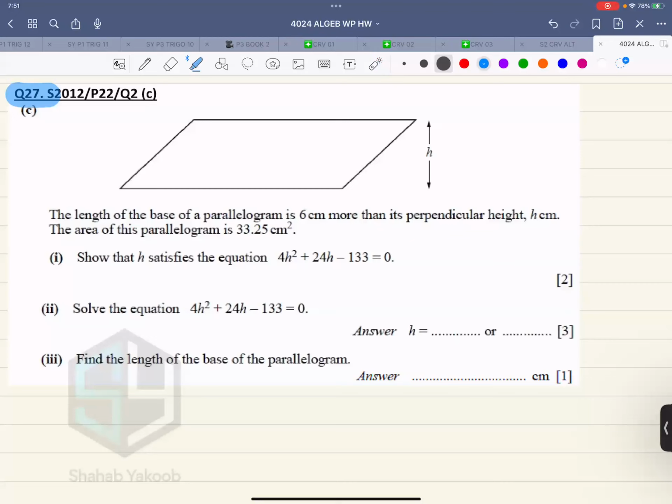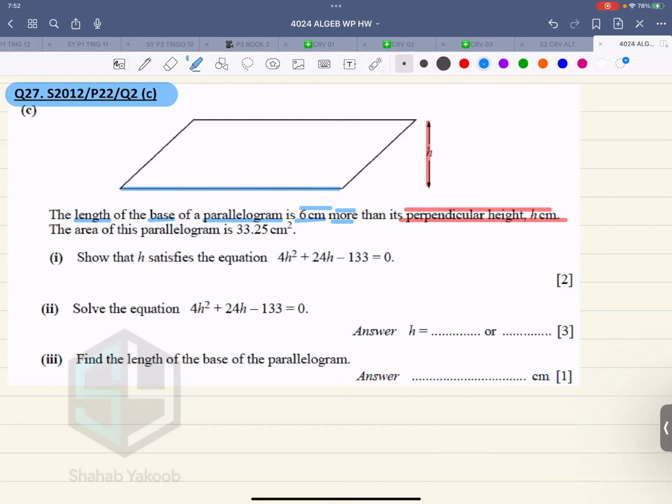Let's look at this question. This question is about basic mensuration and quadratics. The length of the base of a parallelogram is 6 centimeter more than its perpendicular height h. Now this is the perpendicular height h, and this is the length over here.